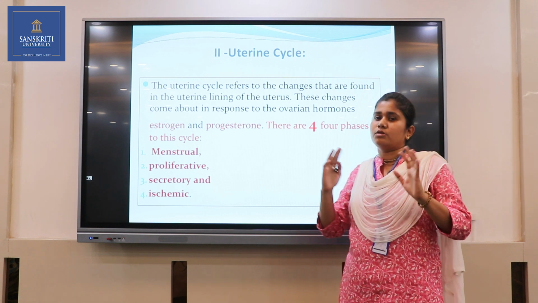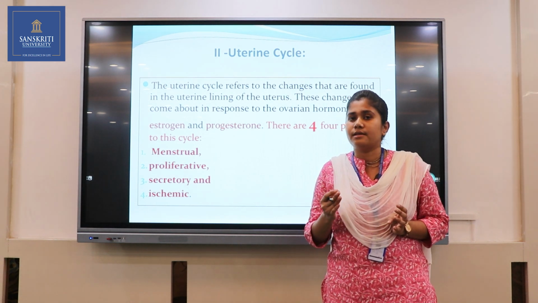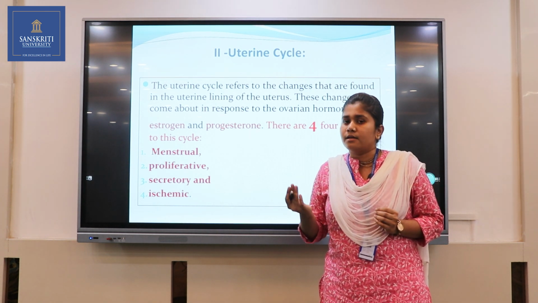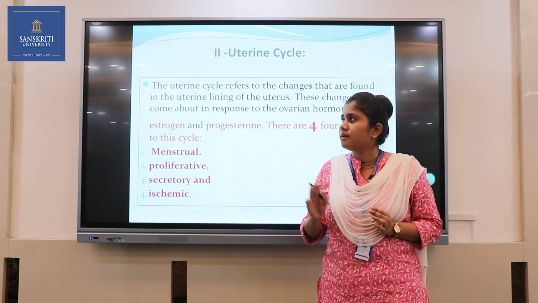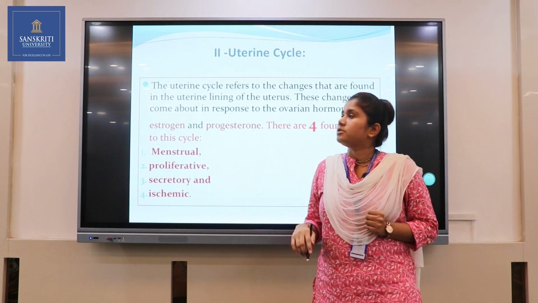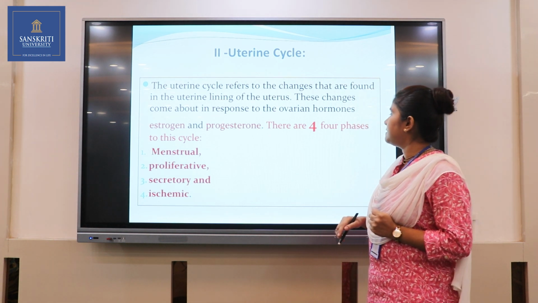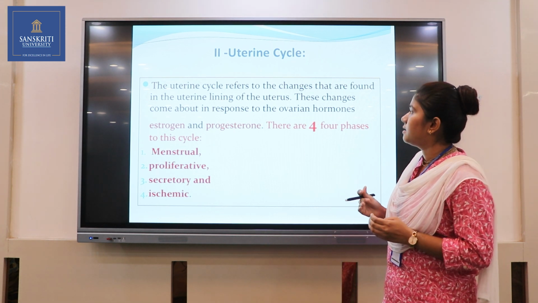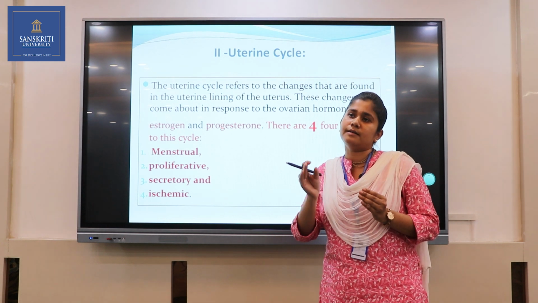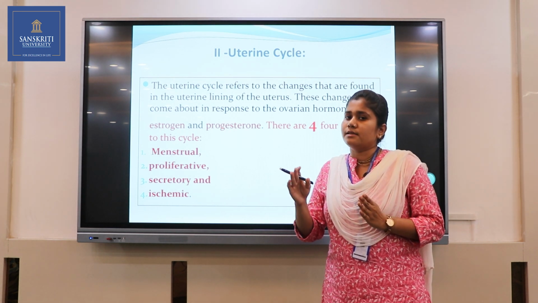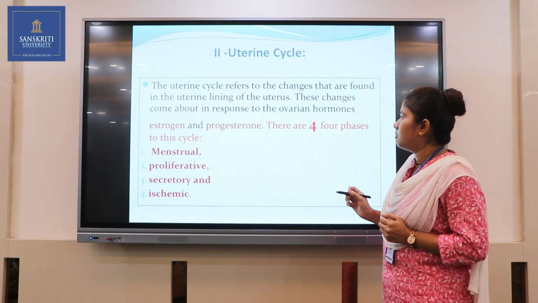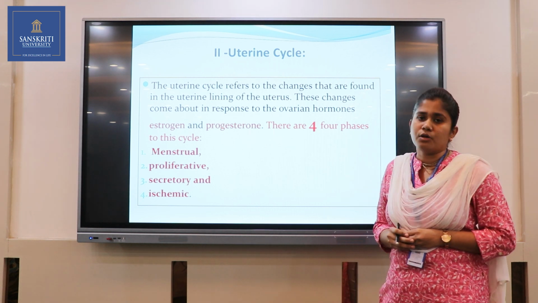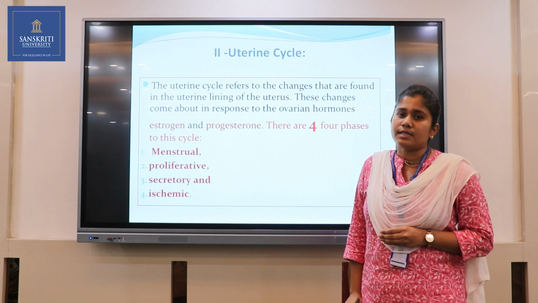Then we have discussed, as I told previously, there are two components. The first one is the ovarian cycle, and the second one is the uterine cycle. The ovarian cycle we have discussed. After this we will discuss the uterine cycle. The uterine cycle refers to the changes found in the uterine lining. These changes come in response to the ovarian hormones, estrogen and progesterone. There are four phases to this cycle. The first one is the menstrual phase, the second one is the proliferative phase, the third one is the secretory phase, and the fourth one is the ischemic phase.